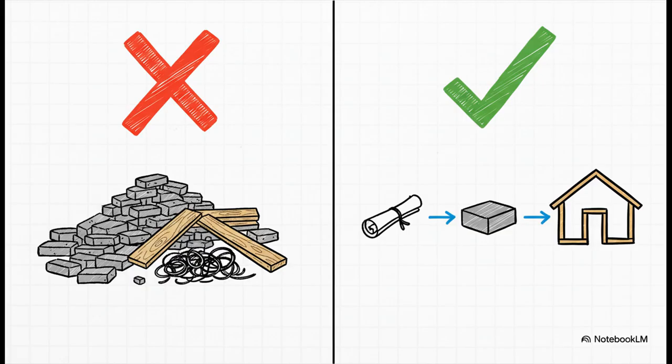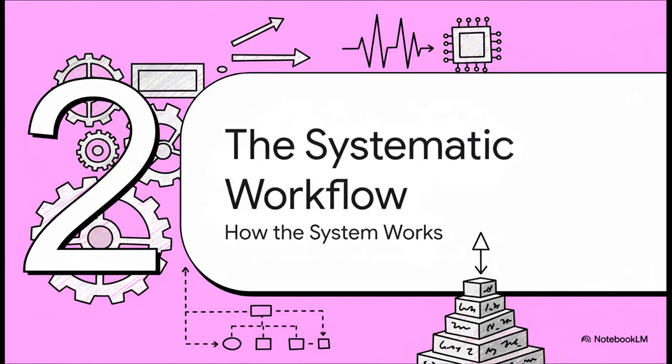A really great way to get your head around this is with an analogy. Think about building a house. You wouldn't just dump a pile of bricks, wood, and wires on a plot of land and yell, "Build a house!" Of course not. You'd start with a detailed plan, you'd lay a solid foundation, you'd frame the structure, and you'd follow a very systematic process. The Research Assistance System applies that exact same logic to research. Okay, so let's get into the nitty-gritty of this systematic workflow. We're going to break down how this system actually works to build a much better result. It's surprisingly simple, incredibly powerful, and it will fundamentally change the quality of what you get from your AI.